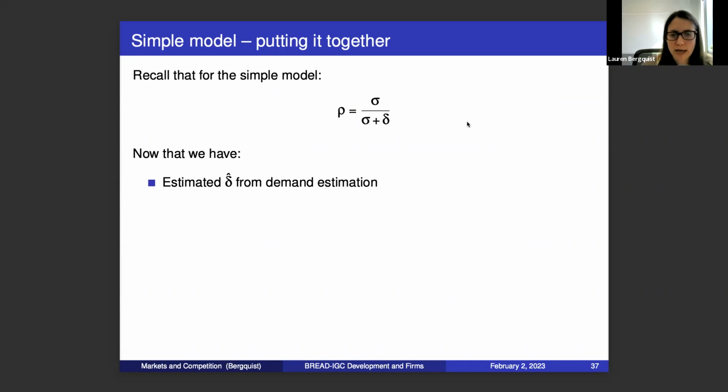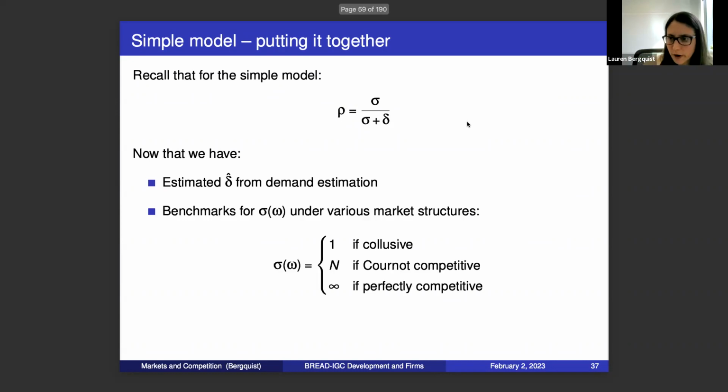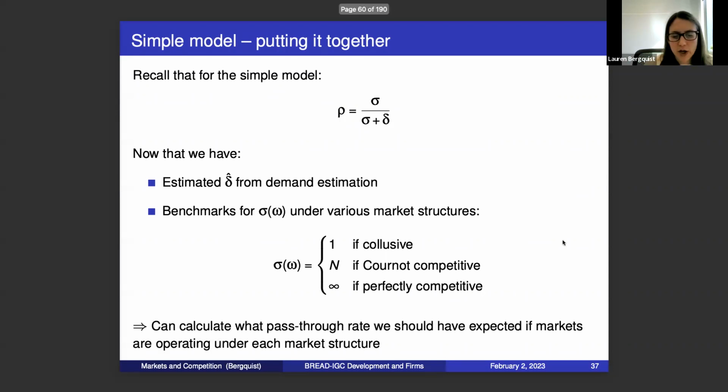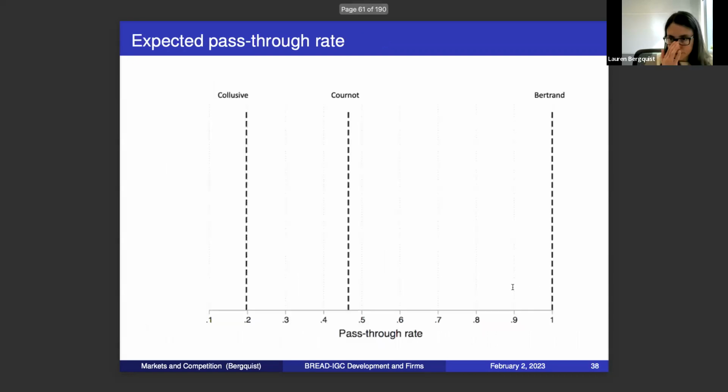Okay. We have benchmarks for sigma under various market structures, right? We can test collusive, Cournot competitive, or Bertrand competition. And so we can say, putting these two pieces together, what pass-through rate, what rho here, should we have expected if markets are operating under each of these market structures? So let me show that benchmark to you here.